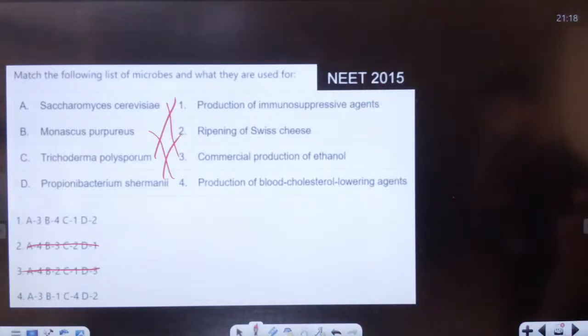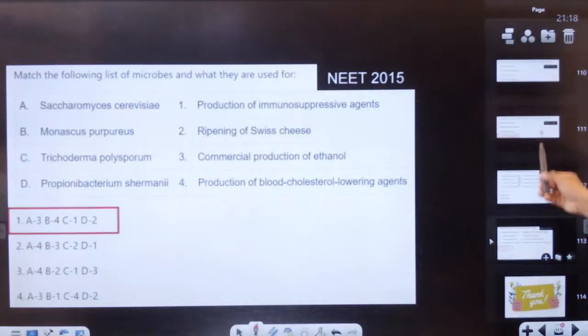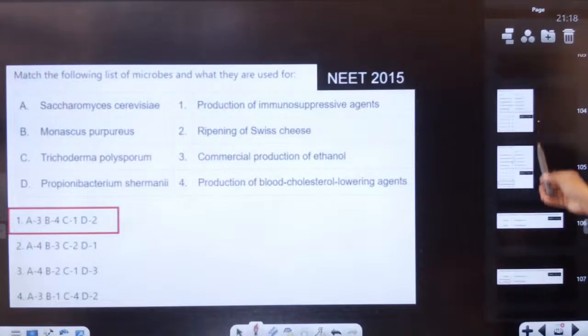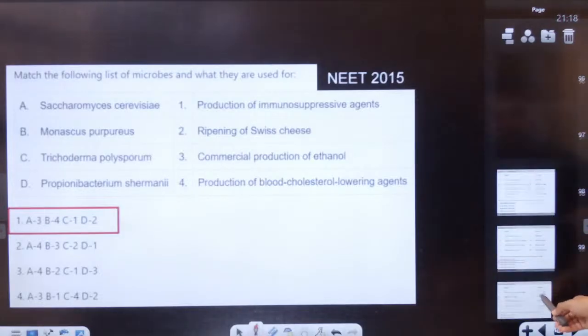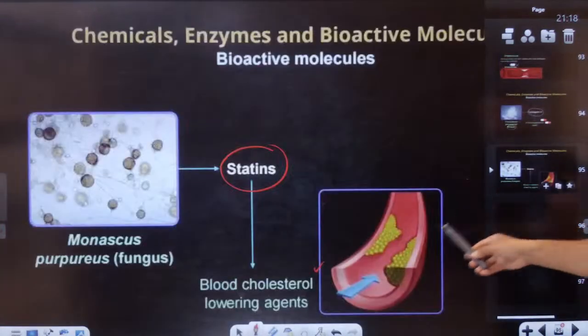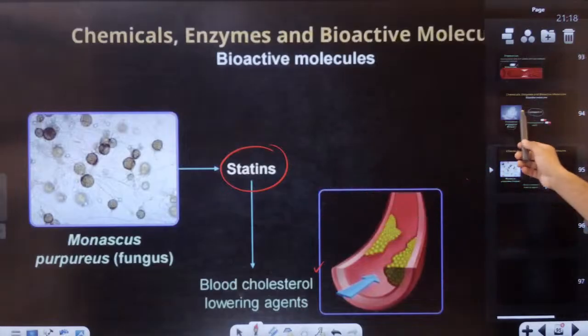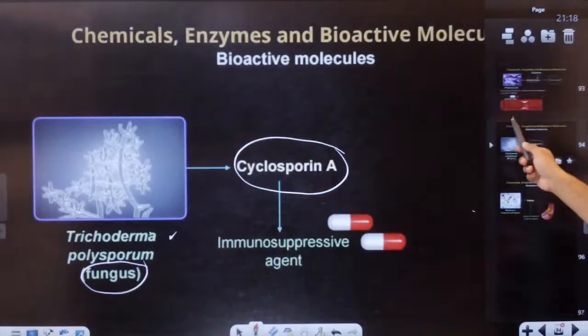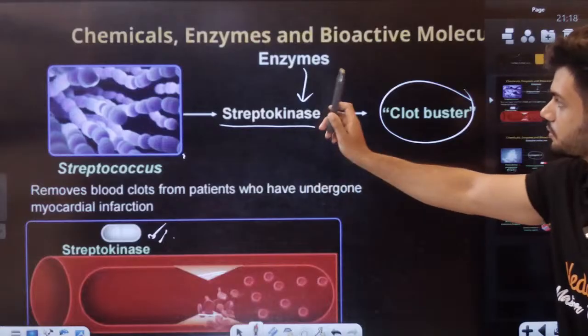So what is the answer? What is the answer, students? Option number 1. Okay, students, so learn the example, that is very important. Monascus purpureus, statins, cyclosporine, Trichoderma polysporum, streptokinase, Streptococcus, same thing.